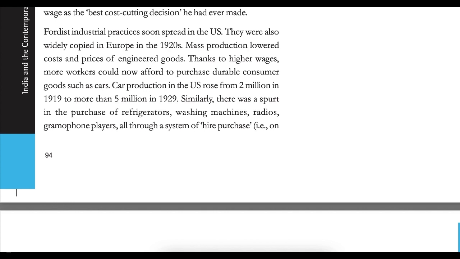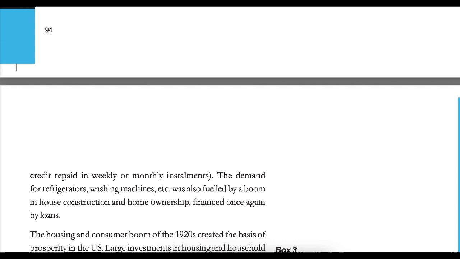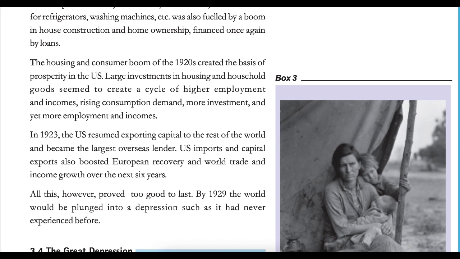Car production in the US rose from 2 million in 1919 to more than 5 million in 1929. Similarly, there was a spurt in the purchase of refrigerators, washing machines, radios, gramophone players, all through a system of hire purchase, that is, on credit, repaid in weekly or monthly installments. The demand for refrigerators, washing machines, etc. was also fueled by a boom in house construction and home ownership, financed once again by loans.